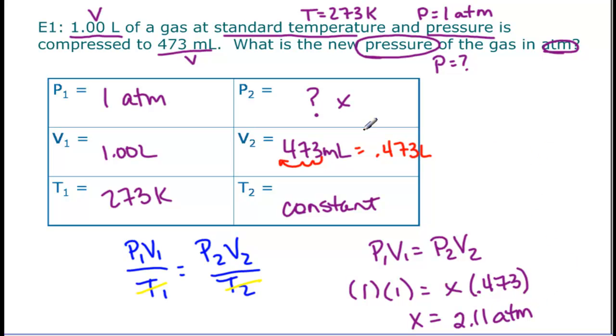Now let's make sure this makes sense. Our volume is going from 1 to 0.473. It's decreasing. All right, so if my volume is decreasing, then my pressure must increase, and that's exactly what happened. The volume went from 1 to about 0.5, and the pressure went from 1 to about 2. So this answer looks like a good answer. Let's try another example.